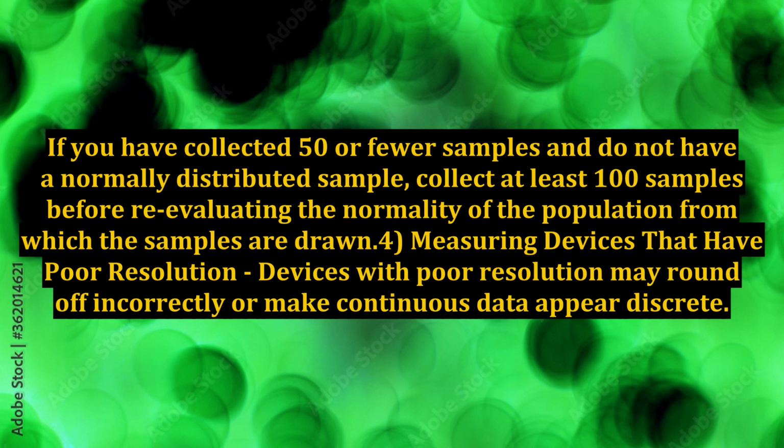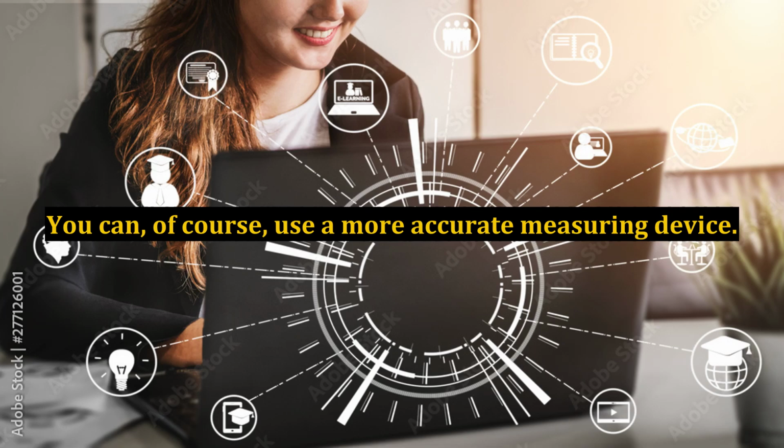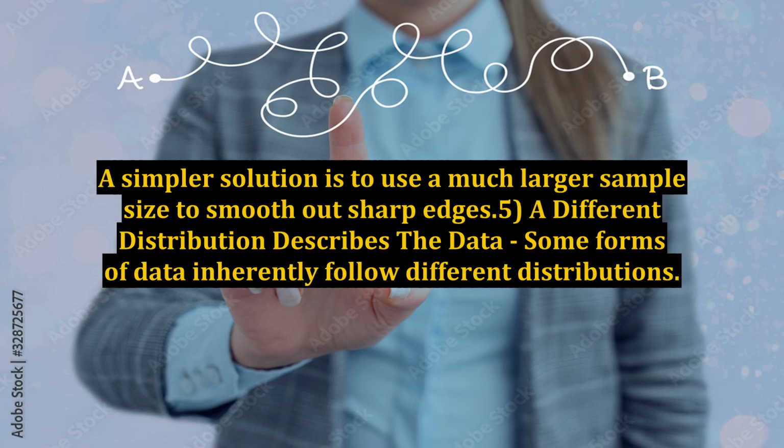Point 4. Measuring devices that have poor resolution. Devices with poor resolution may round off incorrectly or make continuous data appear discrete. You can, of course, use a more accurate measuring device. A simpler solution is to use a much larger sample size to smooth out sharp edges.